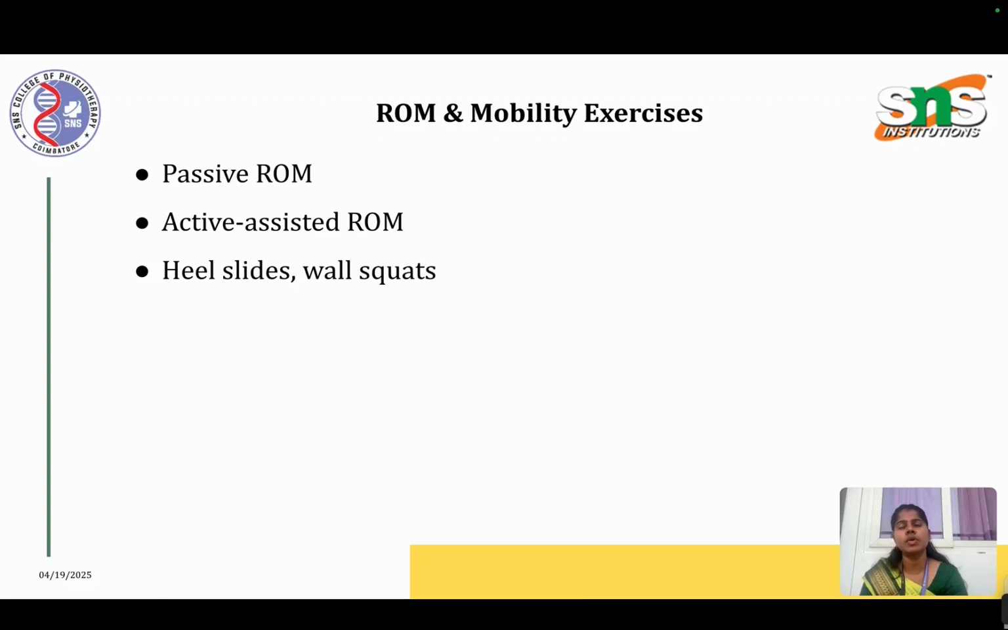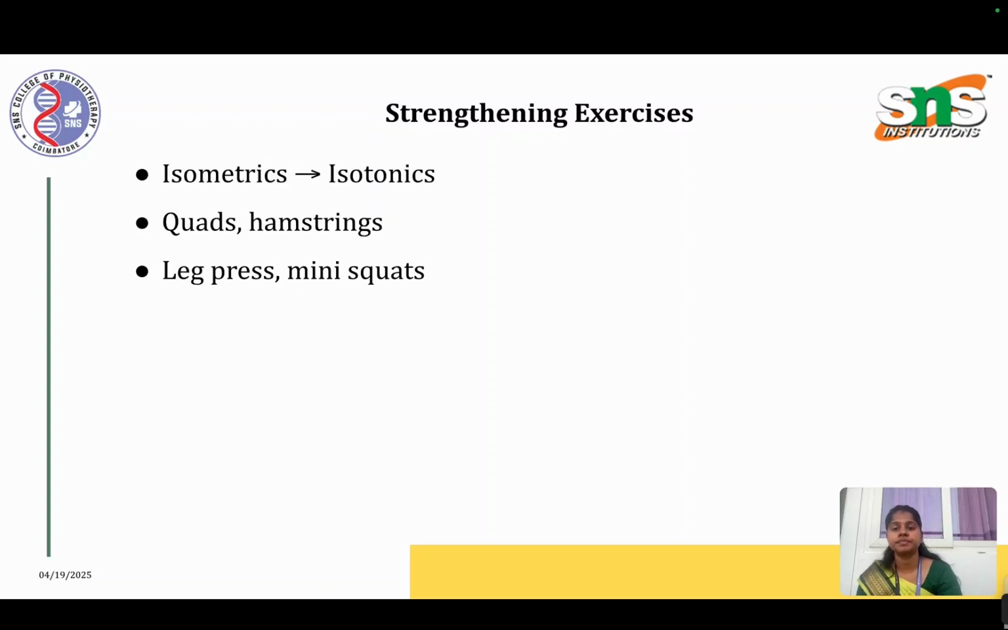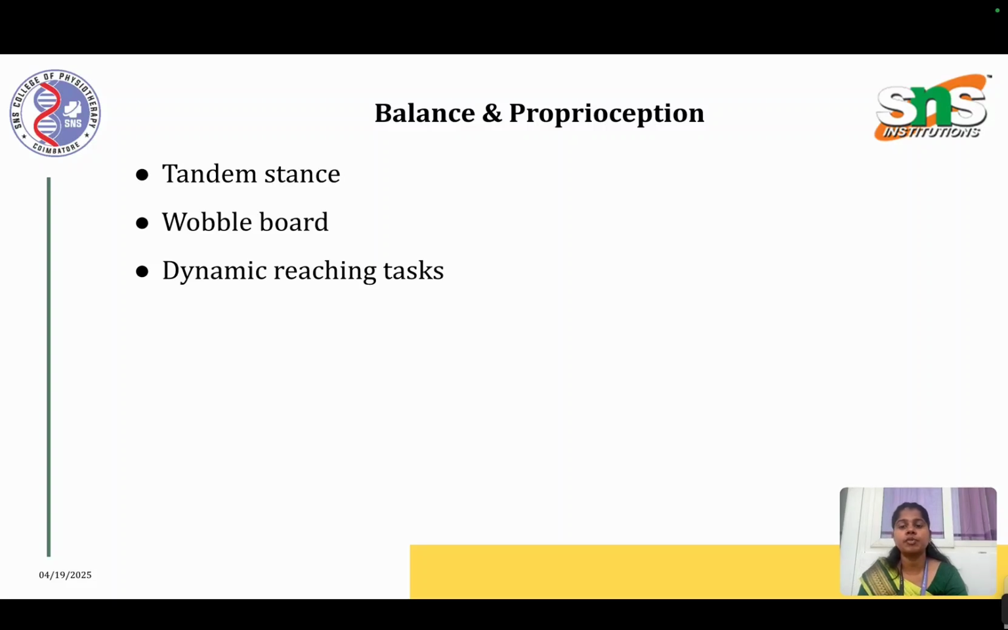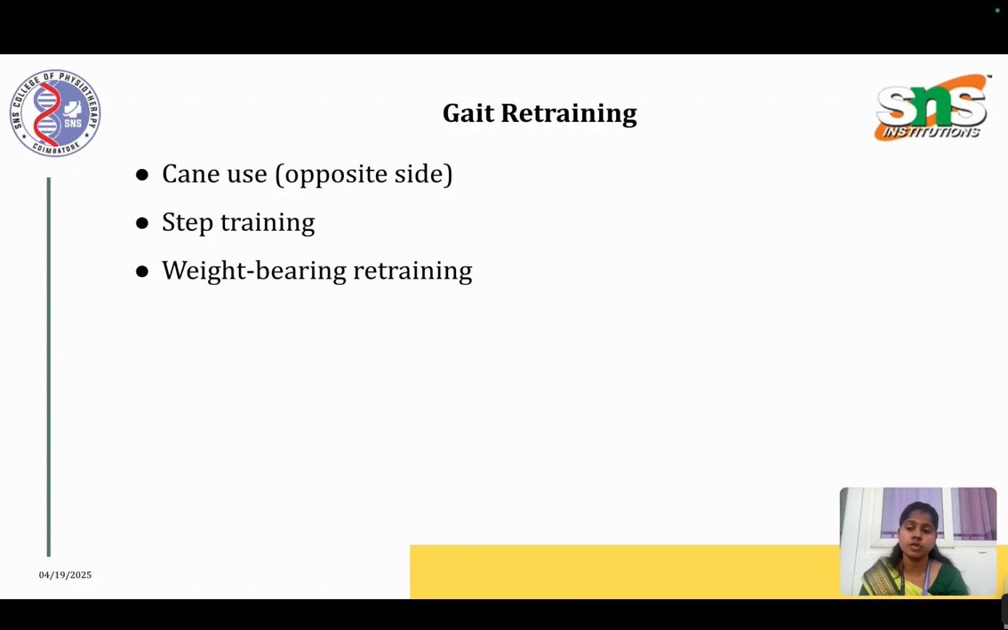Initially we were doing passive ROM exercises, and gradually progressed to active assisted ROM, and heel slides and wall squats were performed. During strengthening exercises, isometrics progressed to isotonics, with focus on quadriceps and hamstring, especially the VMO in the quadriceps, and leg press and mini squats have also been given. For balance and proprioception, tandem stance and wobble board were given. Dynamic reaching tasks have also been given.